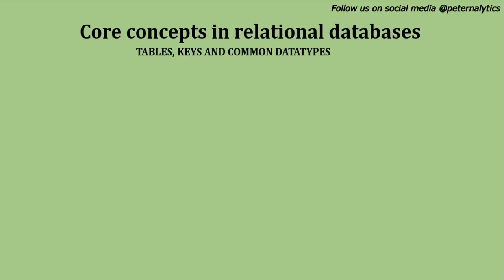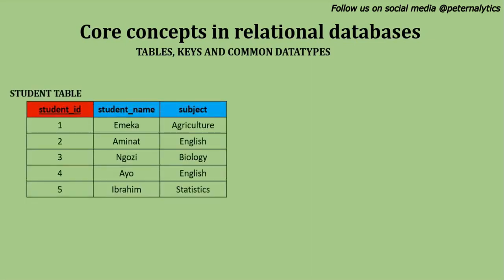So let us see how tables look in SQL. The tables are similar, and we always have the same rows and columns. An example of a table is this student table, and it contains some attributes: the student's ID number, the student's name, and the subject. As we can see, we have columns and rows. Our columns contain a single attribute while our rows contain an individual entry.